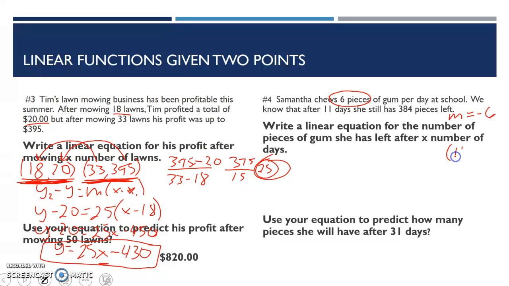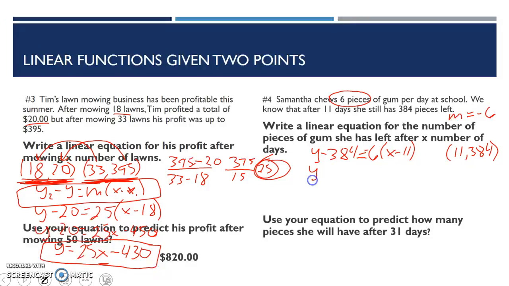And they gave us a point. We know that after 11 days, she has 384 pieces left. So we're going to use the same equation that we used over here. That's called the point slope formula. We're going to take y minus the y value, which is 384, that equals the slope, which is negative 6, times x minus the x value, which is 11. So we're going to have y minus 384 equals negative 6 times x minus 11, and then negative 6 times negative 11 is positive 66. And then we're going to add 384 to both sides.